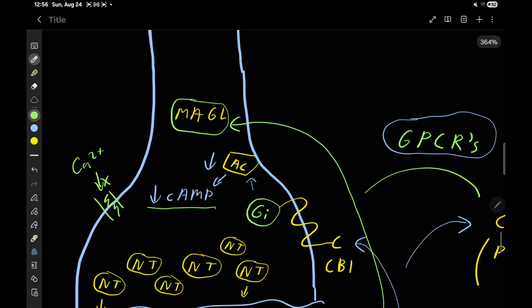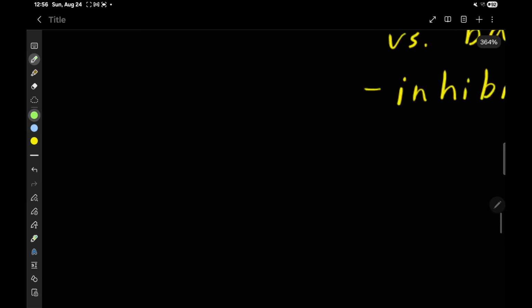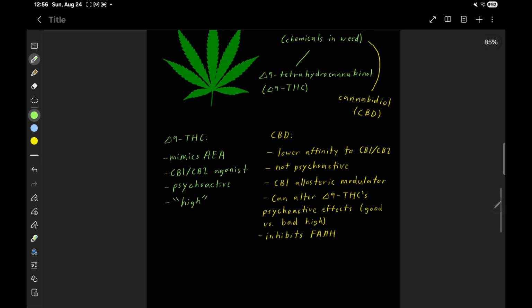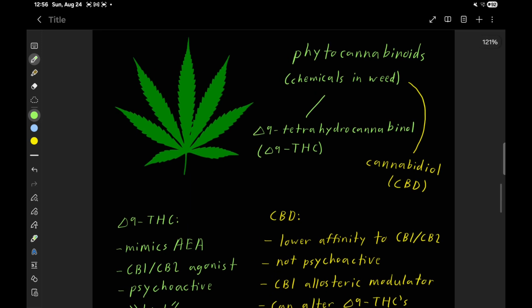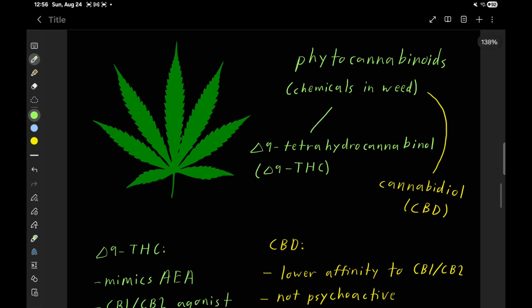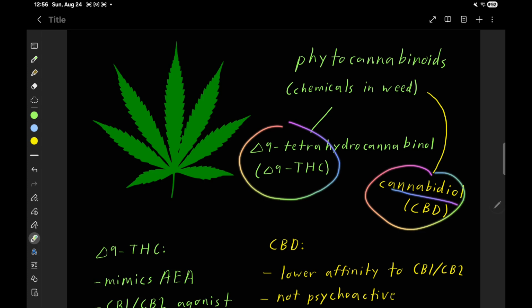And then you got exogenous cannabinoids. So cannabis plants, they contain phytocannabinoids, which are chemicals in cannabis that interact with the cannabinoid system, and some are very simple, mostly contributing to the flavor or the smell of weed. But the two main ones that interact with the cannabinoid system are delta-9 THC and CBD, which stands for cannabidiol.